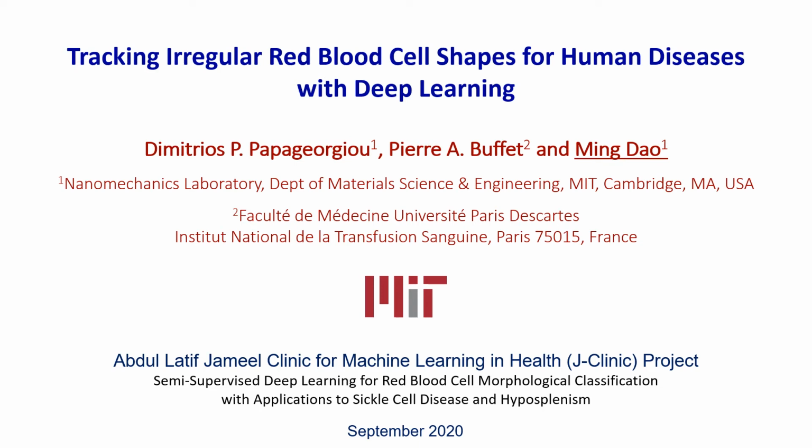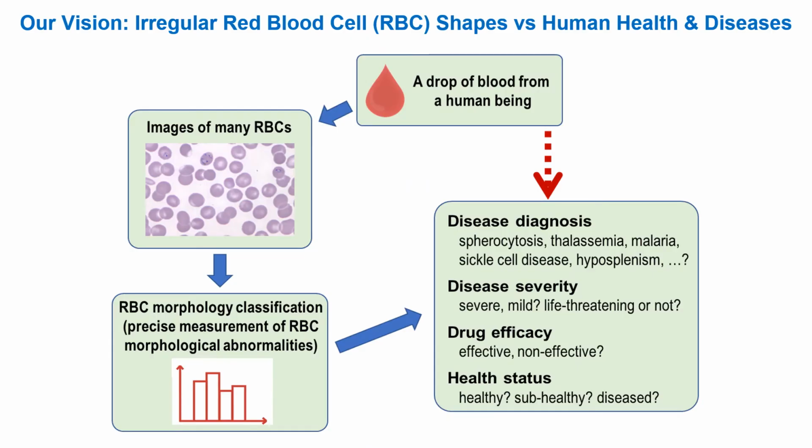Tracking irregular red blood cell shapes for human diseases with deep learning. Red blood cells, or RBCs, are responsible for oxygen and carbon dioxide transportation in our bodies, and it is well established that measurement of morphological abnormalities can be used for health evaluation and hematological disease diagnosis.